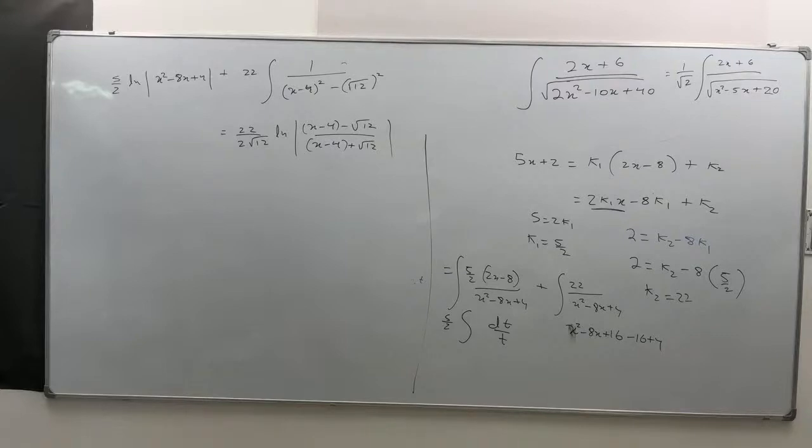Now, what is the quadratic part? Quadratic part is x square minus 5x plus 20. So linear is the numerator, 2x plus 6. 2x plus 6 should be k1 into 2x minus 5, plus some k2. Now you just try to find out.